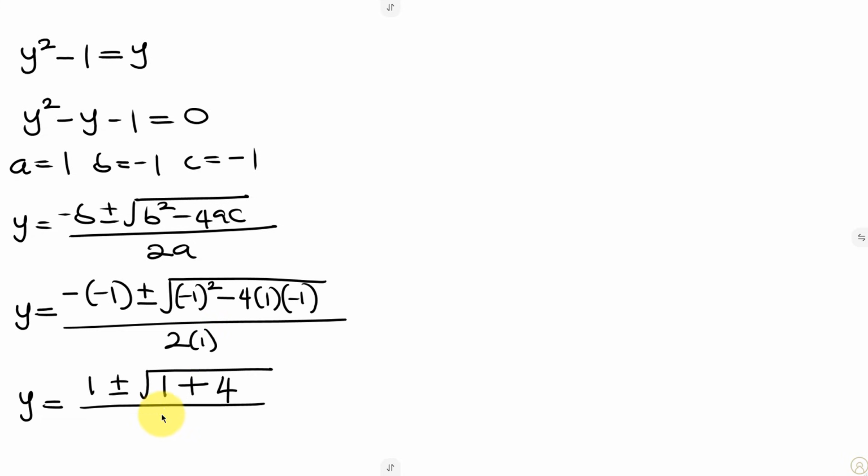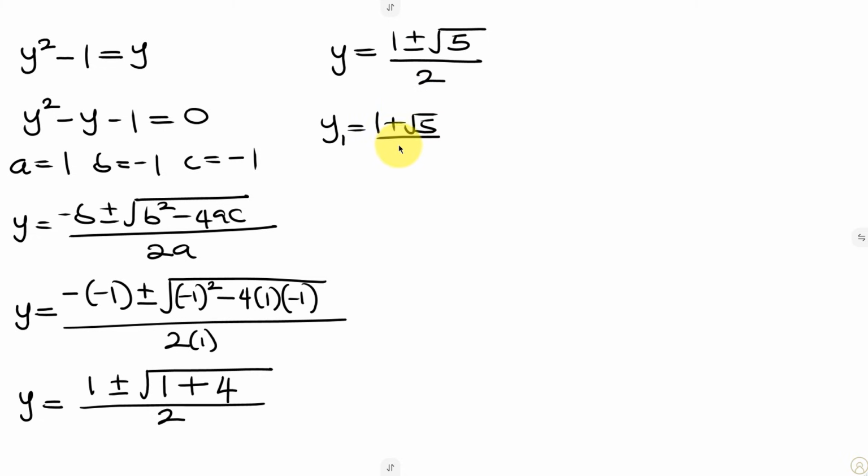All over 2 times 1, that will be 2. Then simplifying, we get y to be 1 plus or minus the square root of 1 plus 4 is 5, all over 2. Good. So the two values of y we have from here are 1 plus the square root of 5 over 2, and y to be 1, this time minus the square root of 5 over 2. Well, like we said, y is always positive.